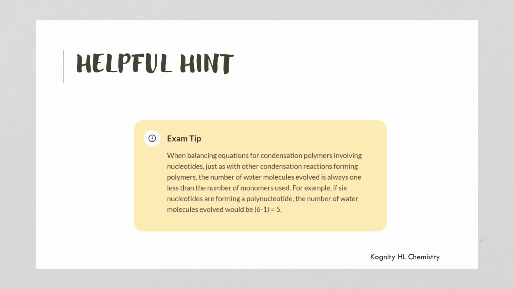Our Cognito textbook has a helpful exam tip. When you're balancing equations for condensation polymers involving nucleotides or carbohydrates or amino acids, etc., when you're forming a polymer, the number of water molecules that are produced is always 1 less than the number of monomers. So if you join 6 nucleotides together, you would have your polynucleotide plus 5 waters. If you joined 3 monosaccharides, you'd have the trisaccharide plus 2 water molecules.